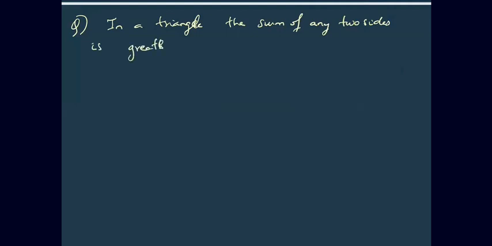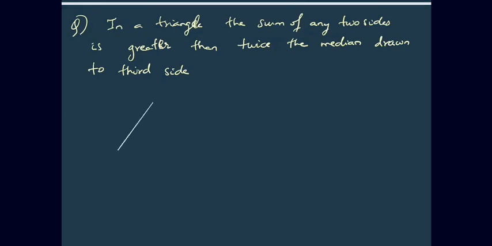So you need to prove that in a triangle, the sum of any two sides is greater than twice the median drawn to the third side. Twice the median drawn to the third side. This is what you need to prove. So in any triangle, you need to prove that the sum of any two sides is greater than twice the median drawn to the third side.